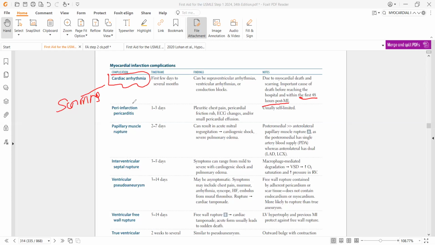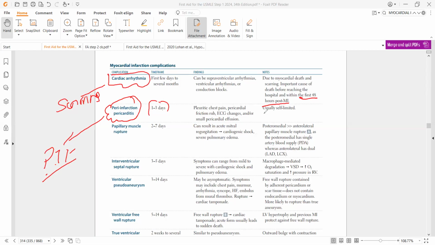So this is again peri-infarction pericarditis. We already discussed this, PIP, right? The increased risk is at 1 to 3 days. It typically presents with pleuritic chest pain, pericardial friction rub, and ECG changes. What are the ECG changes in pericarditis? Diffuse ST segment elevation in all leads and shortened PR interval. Yes, diffuse ST segment elevation.